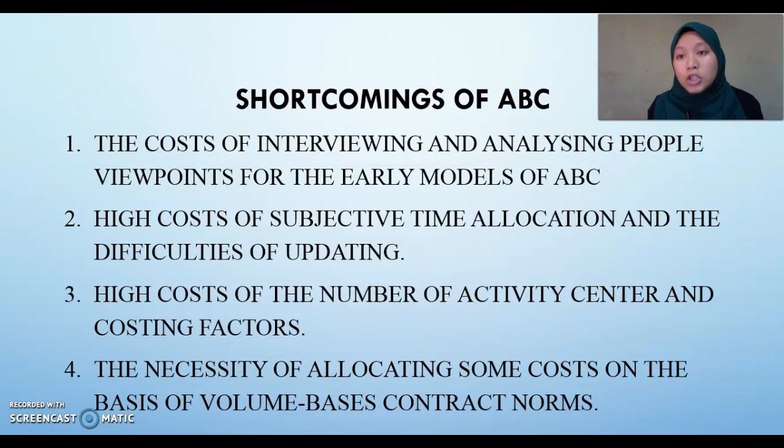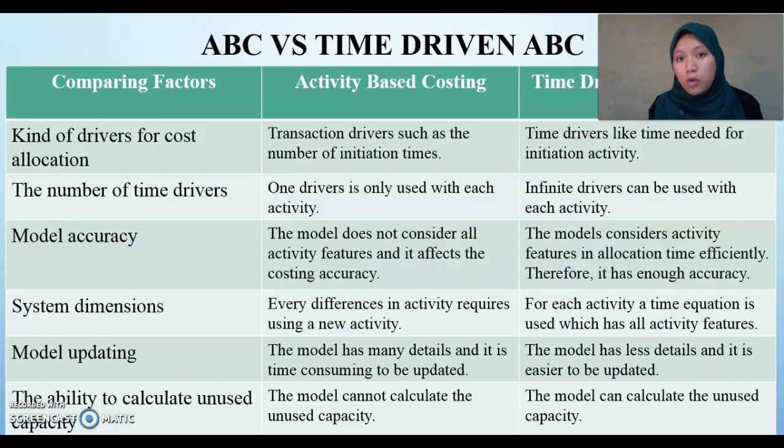for the customer. Shortcomings of ABC: the cost of interviewing and analyzing people's viewpoints for the early model of ABC, the high cost of subjective time allocation and the difficulty of updating, the high cost of the number of activity centers and costing factors, and also the necessity of allocating some cost on the basis of volume-based norms.